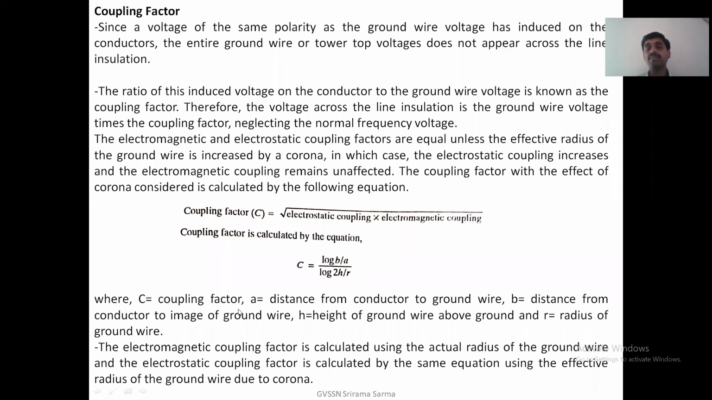C is the coupling factor, A is the distance from the conductor to ground, B is the distance from the conductor to the image of the ground wire, H is the height of the ground wire, and R is the radius of the ground wire. The electromagnetic coupling factor is calculated using the actual radius of the ground wire, and the electrostatic coupling factor is calculated by the same equation using the effective radius of the ground wire. These two coupling factors will be calculated.